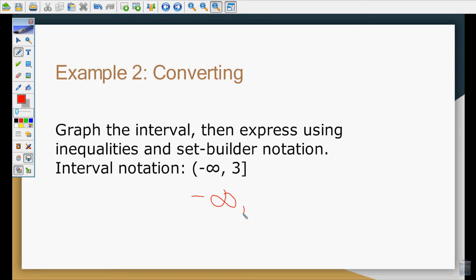-infinity less than x less than or equal to 3. Okay? This piece right here tells me this information. And this right here tells me, yes, you're writing the example.